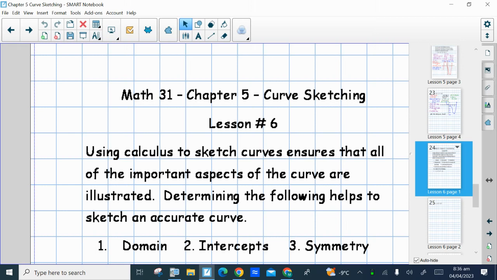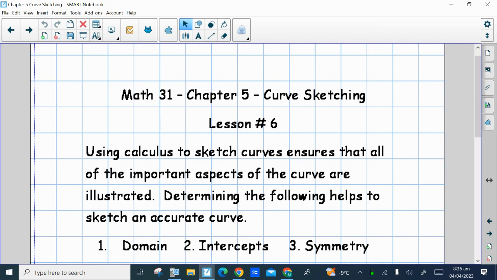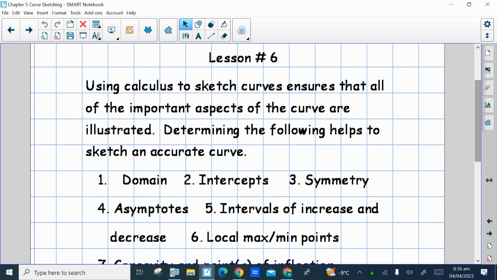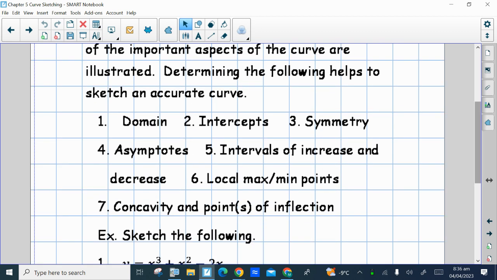So we're going to put everything together now to help us sketch functions. And as we've seen, we can use calculus to help us do that. We can get all the important aspects of the curve. And so we'll look at the following characteristics of a graph. The domain, so what we're interested in is, are there any restrictions on the variable?